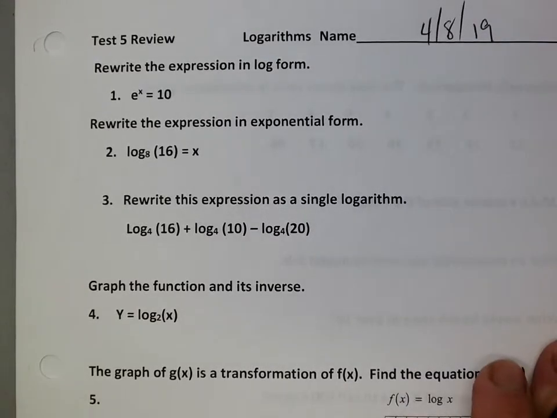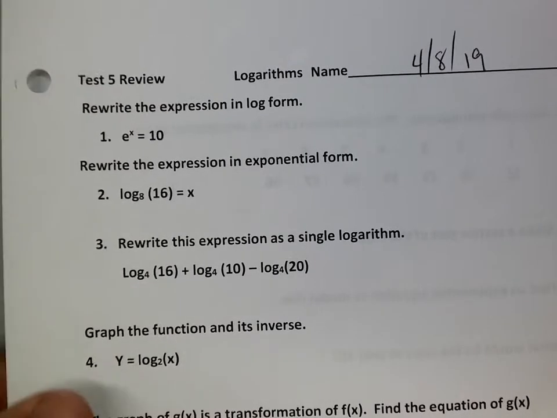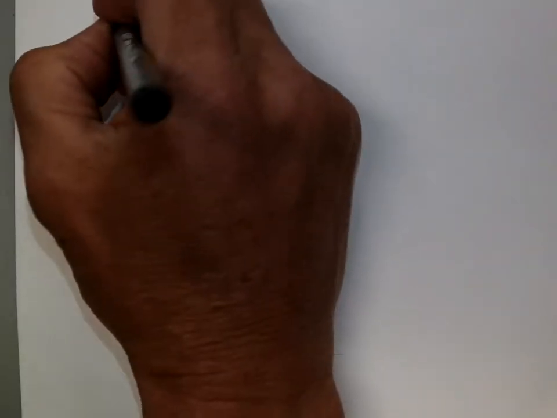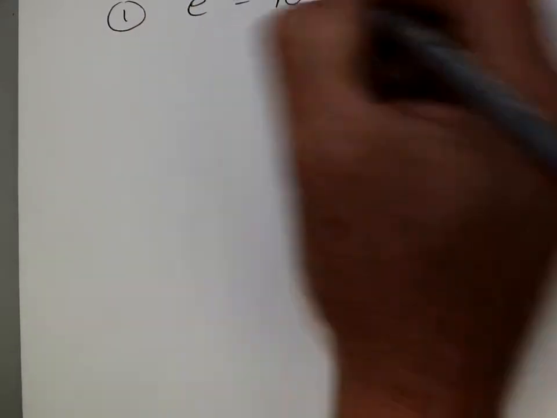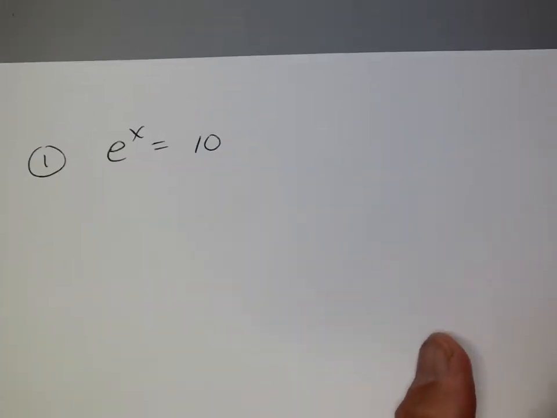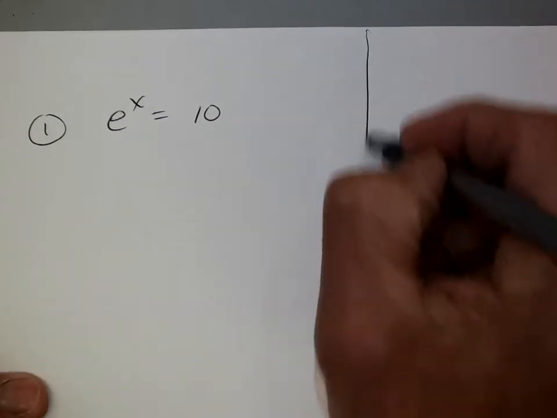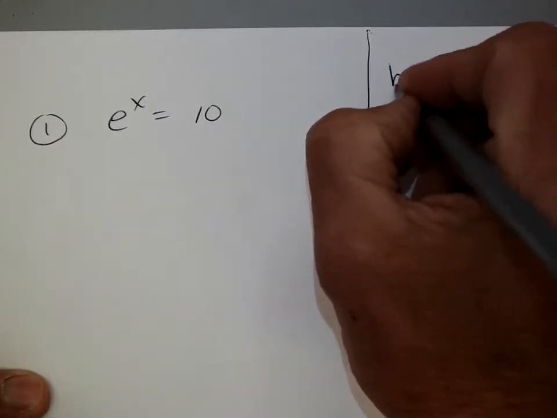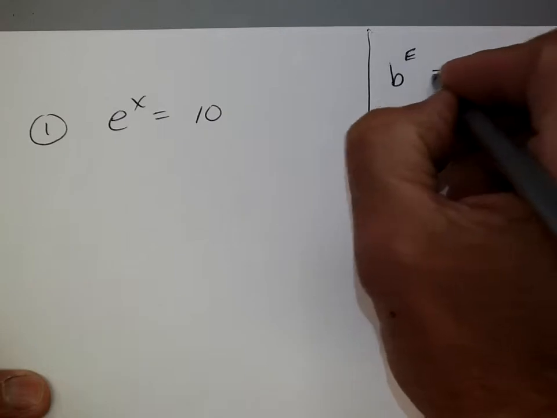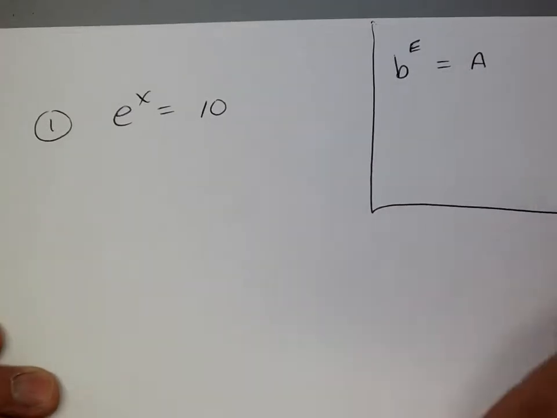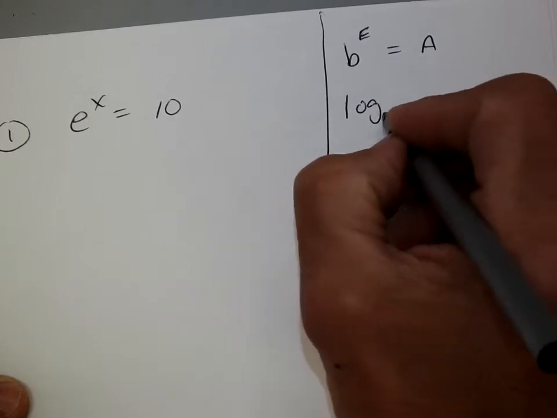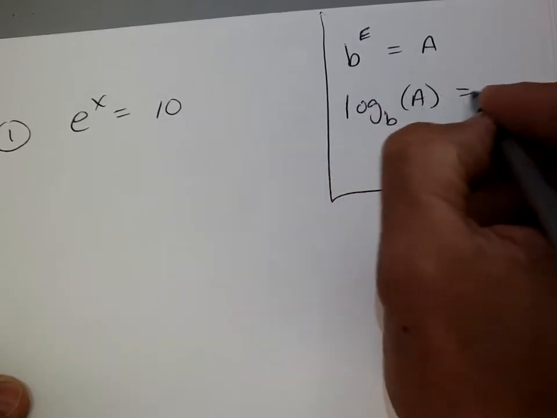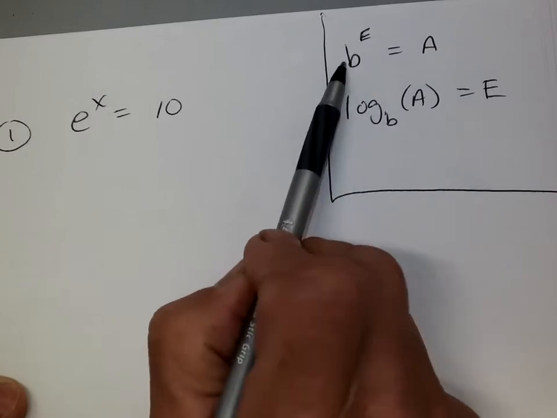Okay, so I think a lot of these I'll probably do on a separate sheet of paper. Number one, I've got e to the x equals 10. So what we need is a little side work here. We have a base to an exponent equals an answer. That's exponential form. Then what you can do is rewrite that as log of your base of your answer equals your exponent. So that's going from exponential form to log form.